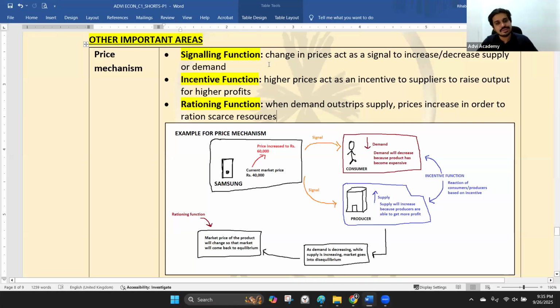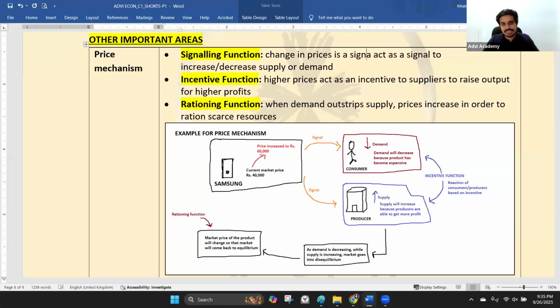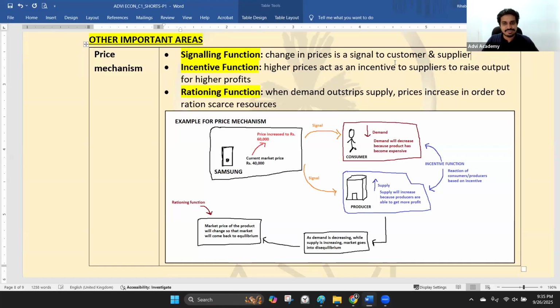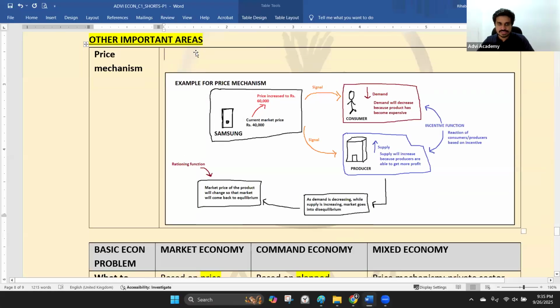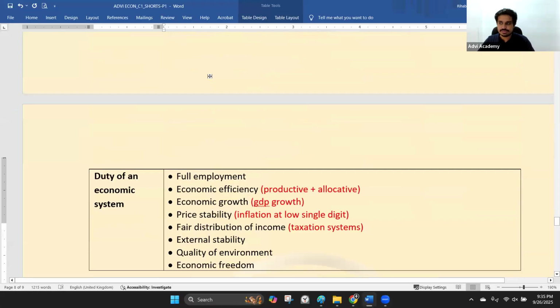Let's say like this. You can say a change in price is a signal to customer and supplier. That's the first one, the signaling function. It provides a signal. Let me put this in the form of a table.